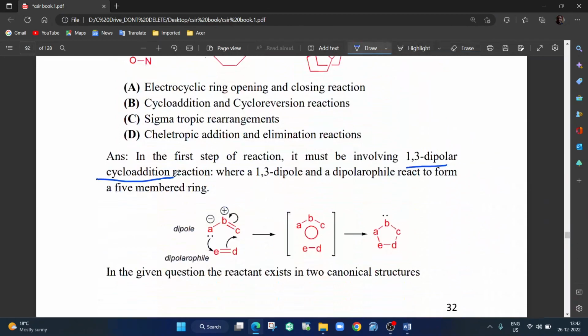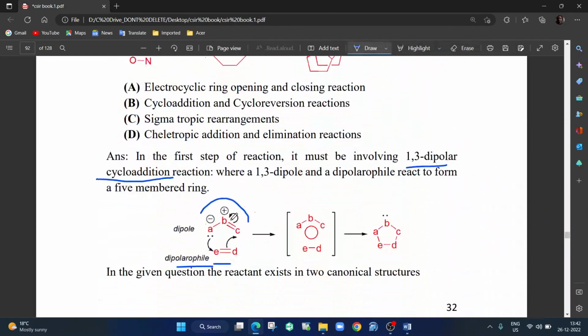Whoever has cleared them, please open this chapter and find in the index 1,3 dipolar cycloaddition. Very important, many questions come many a time. Otherwise just Google it, you should know this. It's simple, generally there will be a zwitterion, plus and minus next to each other. Then this is the 1,3 dipole and this is the dipolarophile. So dipole, positive and negative.